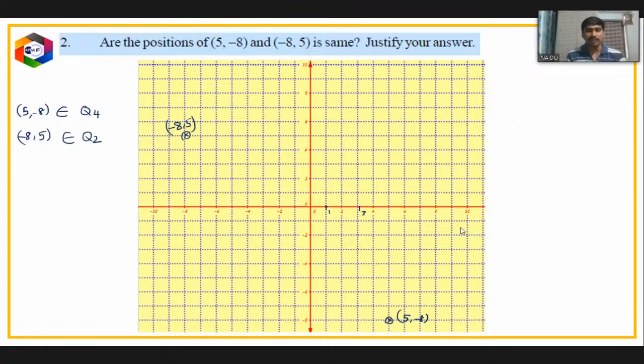Even though minus 8 is there in both and 5 is there in both, the ordinate and abscissa are different. That's why they will be in different quadrants. The first one is in quadrant 4 and the second one is in quadrant 2. That's all. Justify your answer means we have to give a reason. Since (5, -8) lies in quadrant 4 and (-8, 5) lies in quadrant 2, these two are not the same points. That is the explanation we have to give.